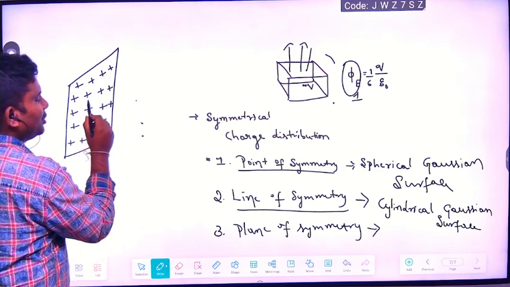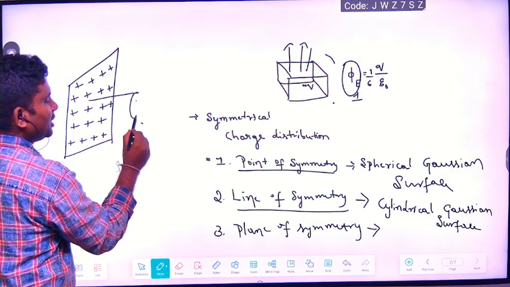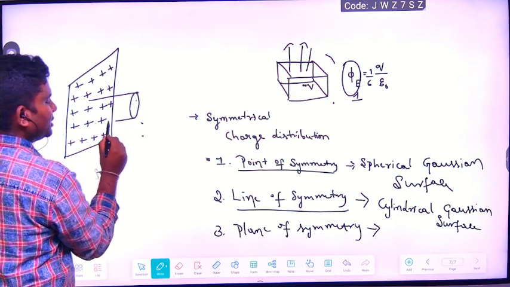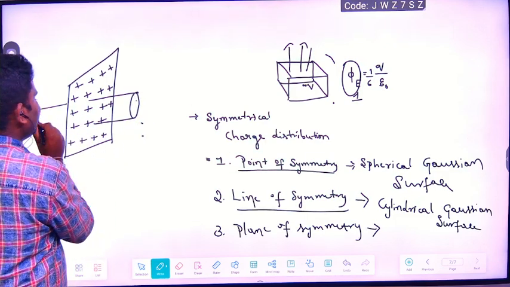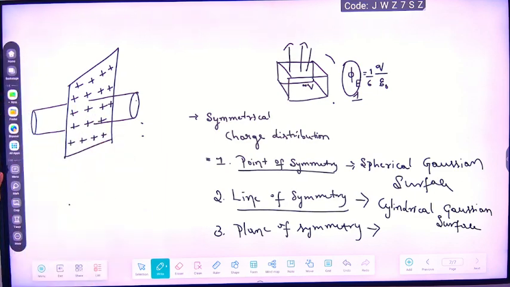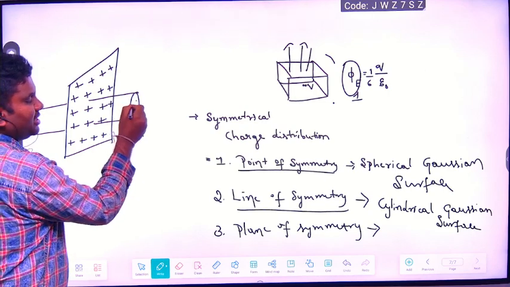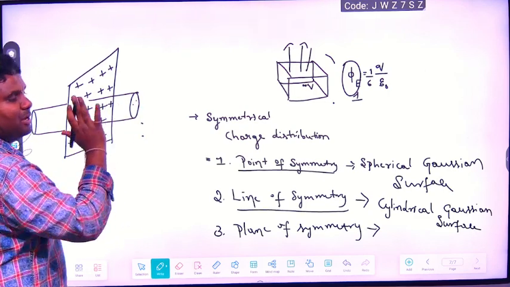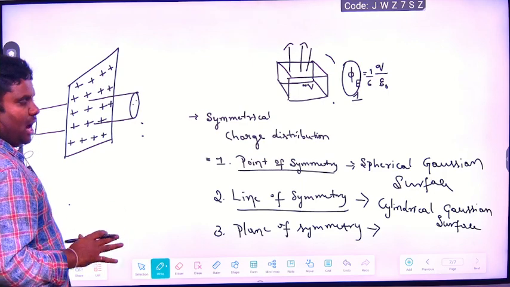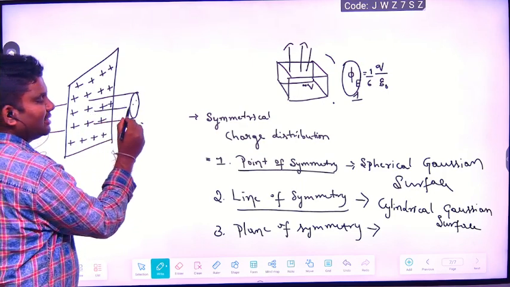So what you need to do is draw a pillbox. That pillbox should be covering the point. This is the pillbox, or some type of cylinder, which is passing through the sheet. Understood? This is the pillbox that we draw as the Gaussian surface, and because of the charges, the electric field lines pass like this.